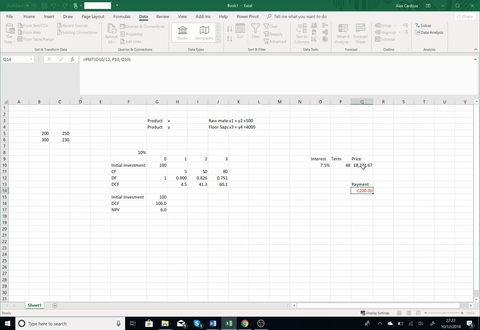Okay, so the price is not 10,320. It's 8,271. Remember we put in the PMT formula. It's an annual interest rate, so you divide it by 12. You put 48 in there, and then the present value is that. But obviously we don't know that at the time.